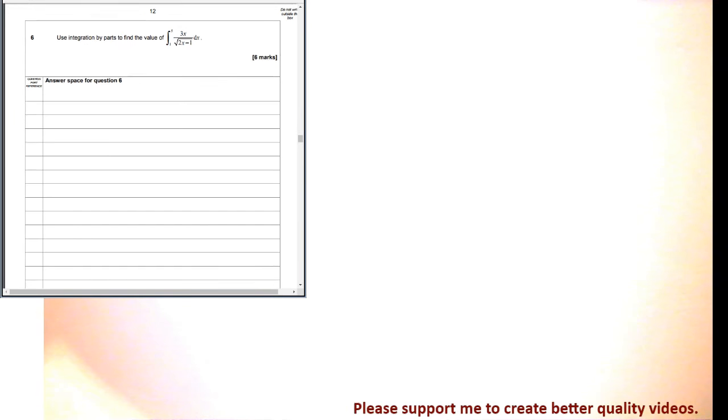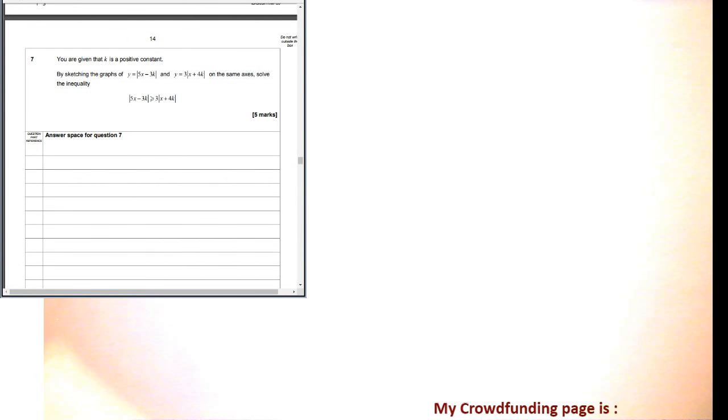Okay, question 7. Do they have anything more interesting for us? You are given that k is a positive constant. By sketching the graphs of y equals 5x minus 3k and y equals 3 into x plus 4k on the same axis, solve this inequality where 5x minus 3k is greater than or equal to 3 absolute of x plus 4k. Good. They only want you to sketch, so you just need to be able to transform graphs.